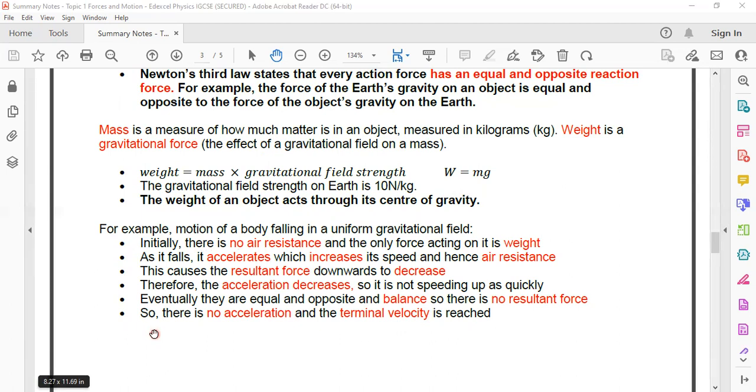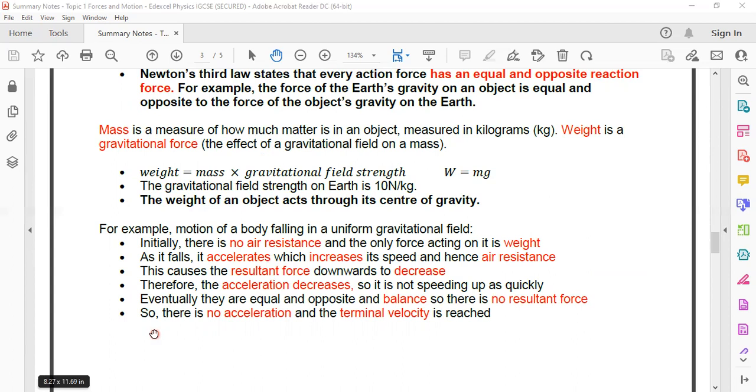This causes the resultant force downwards to decrease. Therefore, the acceleration decreases. So it is not speeding up as quickly, because now the air resistance is also acting upwards. Weight less है, air resistance ज़्यादा है. So upward force is greater, hence the resultant force decrease करती है, acceleration भी decrease करती है.